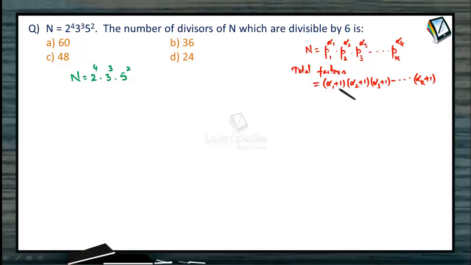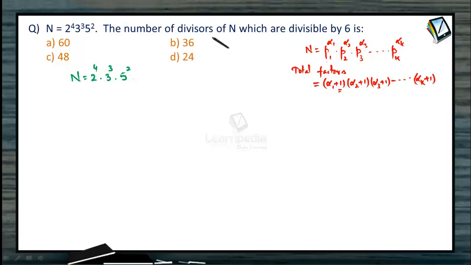Now if you remember, why are we using plus 1 here? Yes, the plus 1 is also the additional case of not using any factor of p1, right? Using any number of p1s out of alpha 1 p1s, including not using any one, is also included. That's why we get the total factors. But here what is the requirement? What is the difference in this?